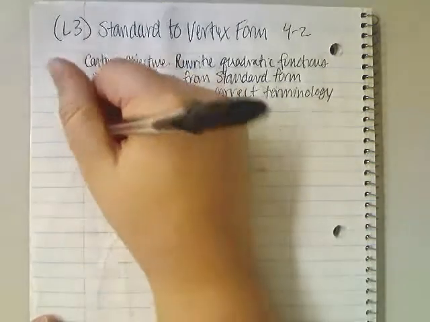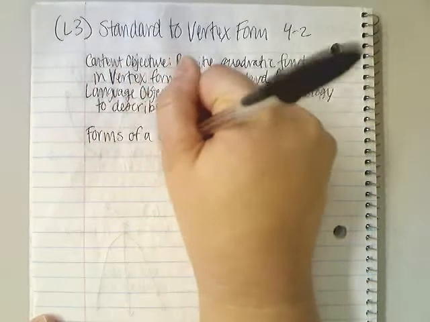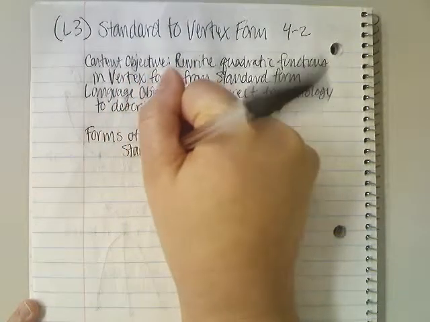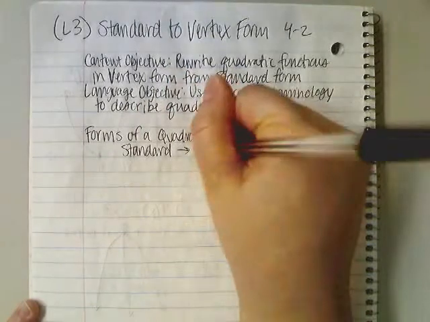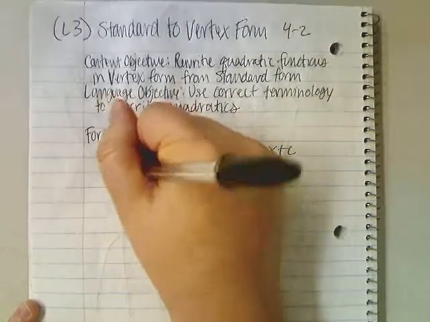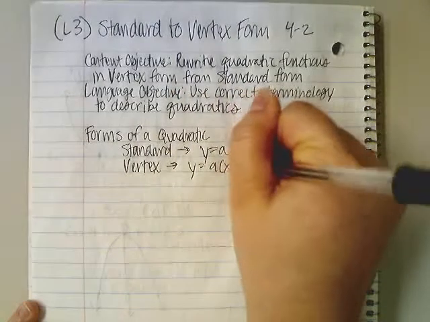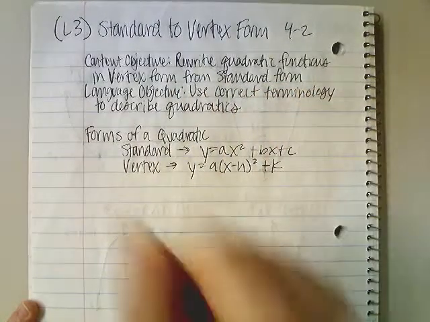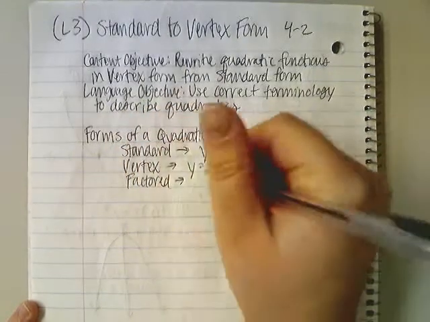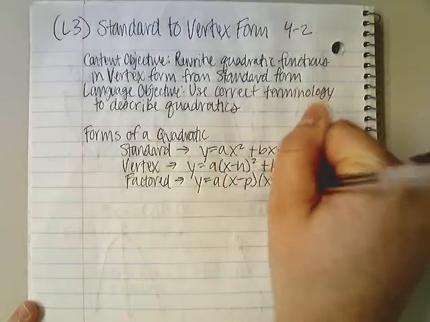So again, we're going to start by refreshing on what the forms of a quadratic are. We talked about this last lesson, but it comes into play again. Standard form is y equals ax squared plus bx plus c. Last lesson we talked about vertex form, which we know is y equals a times (x minus h) squared plus k. And we've also worked with factored form earlier this unit and last unit, which is y equals a times (x minus p) times (x minus q).